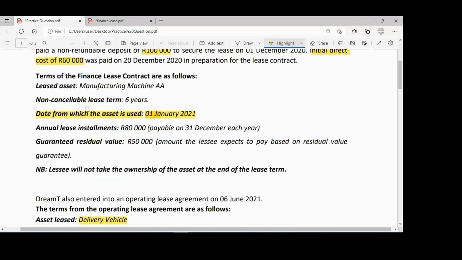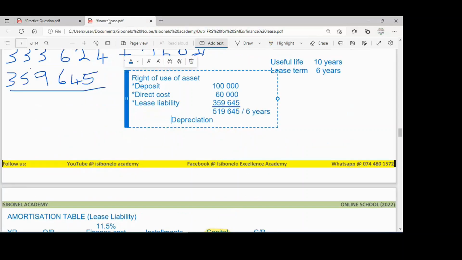Now the machine that we have capitalized under the finance lease is used from January till December. So it is used the whole year. There's no need to apportion. So we start the depreciation for the whole year. So it means if we divide here the total that we get, we get the depreciation for the whole year.